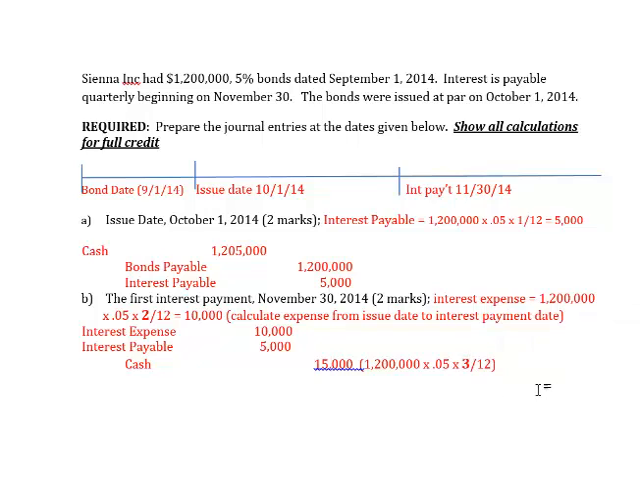and that's $15,000. So this concludes our video on issuing par value bonds when the bond date and the issue date are different.